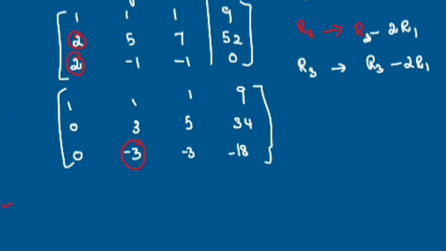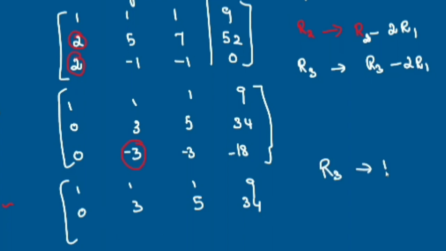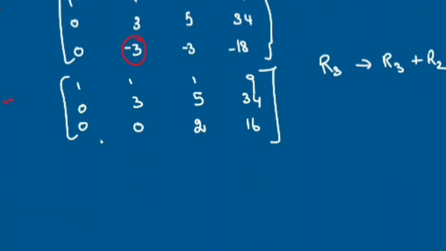So we have 1, 1, 1, 9; 0, 3, 5, 34. Just add: R3 is R3 plus R2. So what will you get now? 0, 0, minus 3 plus 5 is 2, and this is 16. Now this is in the echelon form. You know that all the elements below the first non-zero entry are 0. Below 3 also you have 0. So this is in the echelon form.